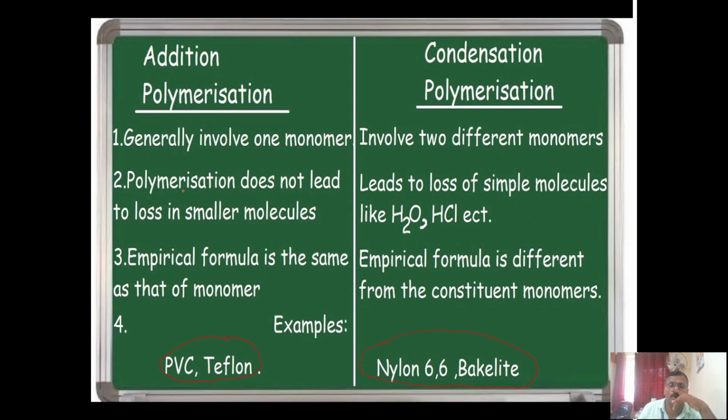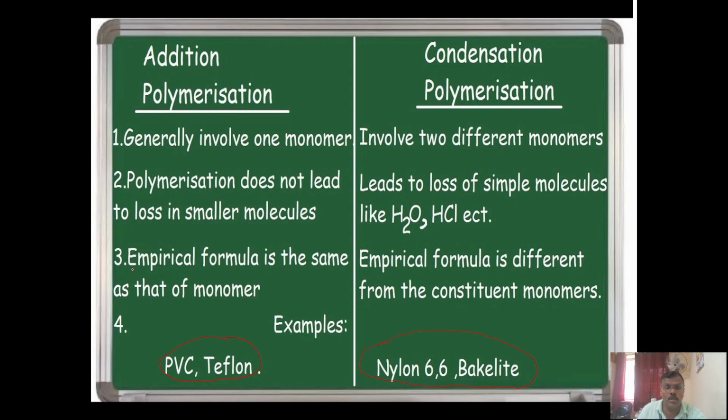Point number two: addition polymerization does not lead to loss of small molecules, whereas condensation leads to loss of small molecules. Why this loss of small molecules? Because one compound has an amine group, the other compound has an acid group. Definitely, one small unit will be eliminated as a byproduct when the amine and the alcohol are reacting, or when the amine and the carboxylic acid are reacting. We end up losing a small molecule as a side product. That is point number two.